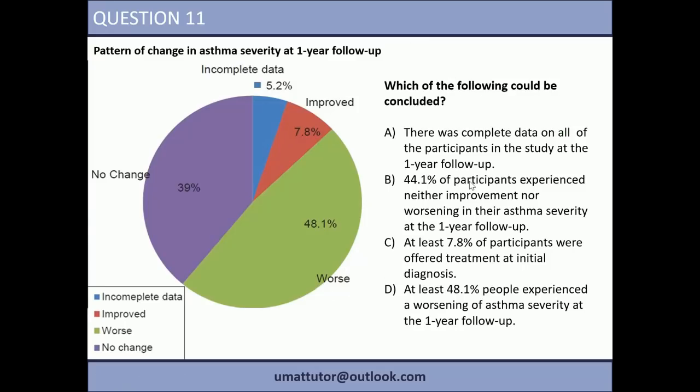I'm just going to do a couple of quick questions based on a pie chart. We can see in this pie chart we're being shown the pattern of change in asthma severity at a 1-year follow-up. So in other words, it's saying at a 1-year follow-up point, the initial participants had changed in the following ways. So 7.8% had improved, 48.1% were worse, 39% showed no change, and there were 5.2% of people who they couldn't get complete data from.